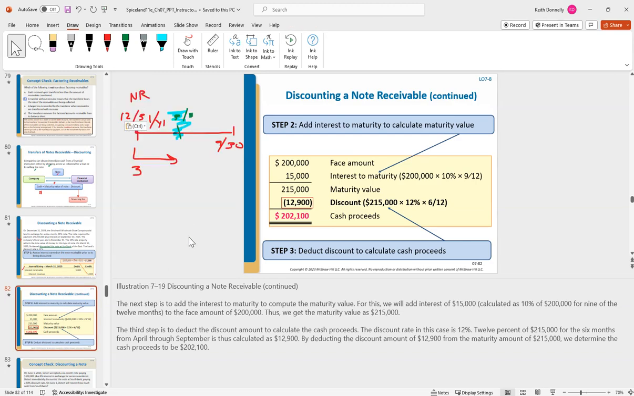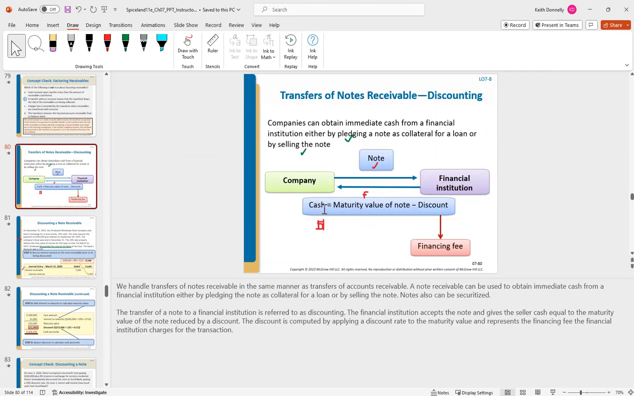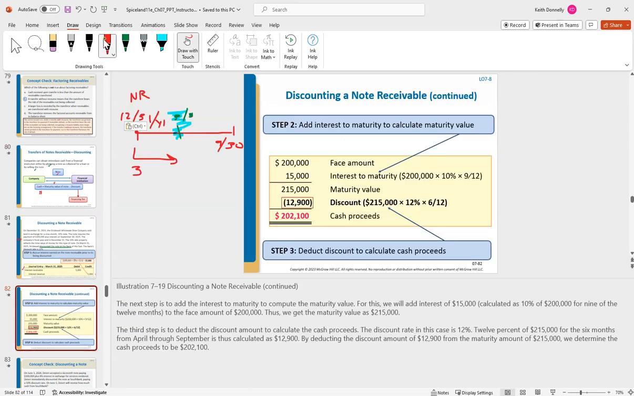All right, next thing. We have to figure out how much cash we got. We got to do this guy right here. So it's the maturity value minus the discount. Essentially, we got to figure out what this note is worth over the entire 9 months. That's the maturity value, because we're going to get the payback of the 200 plus the interest on it. So we got to do the 200 over here plus whatever the interest is. The interest is going to be the 200 times 10% times 9 over 12 months.